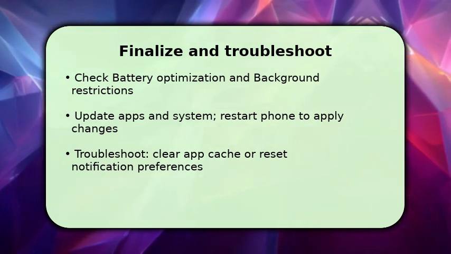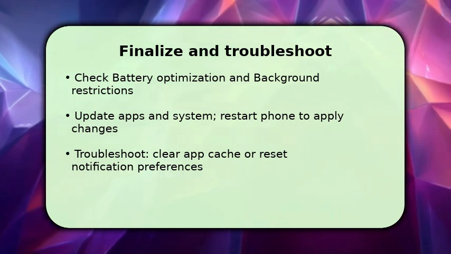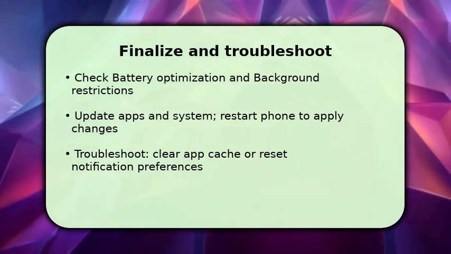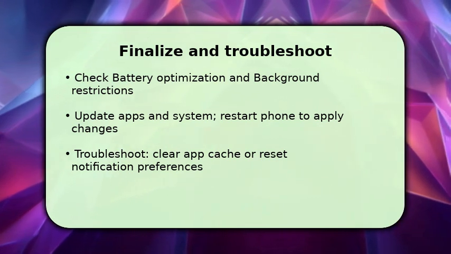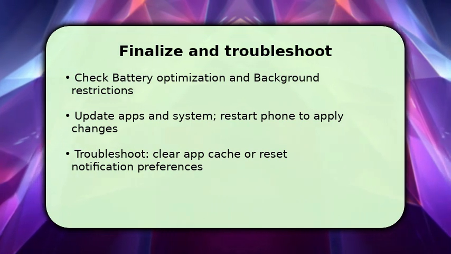If notifications still misbehave, clear the app cache or reset notification preferences for that app. You can also uninstall and reinstall as a last resort. If a single app remains stubborn, contact the developer or check for known bugs before drastic measures.